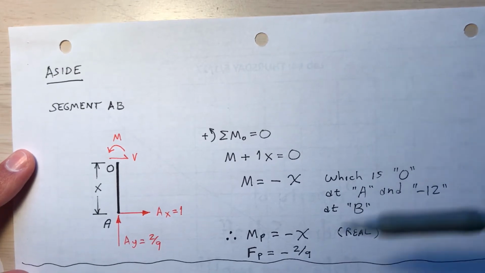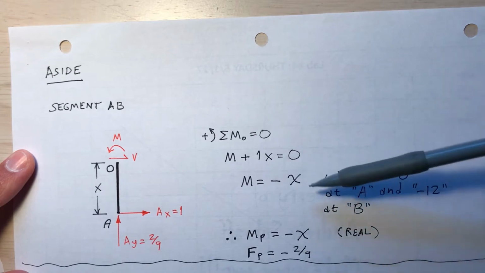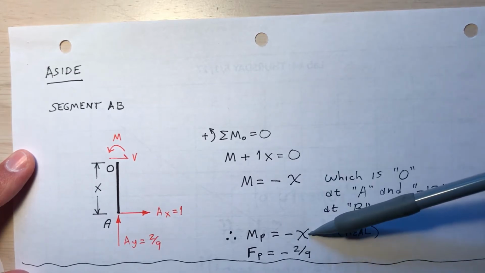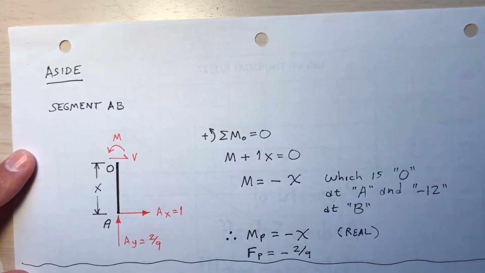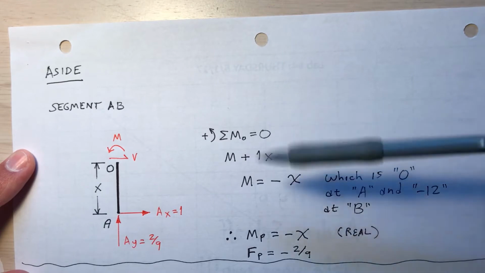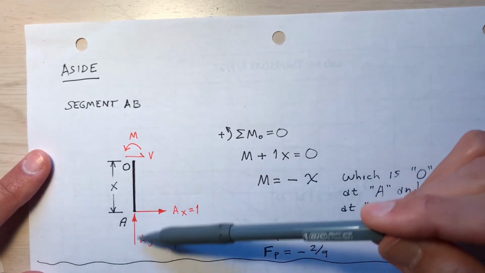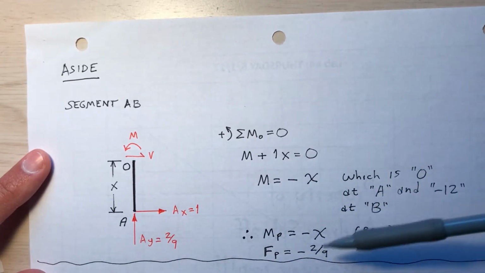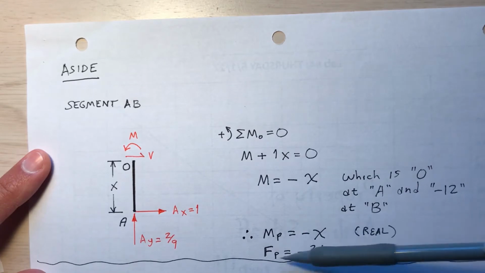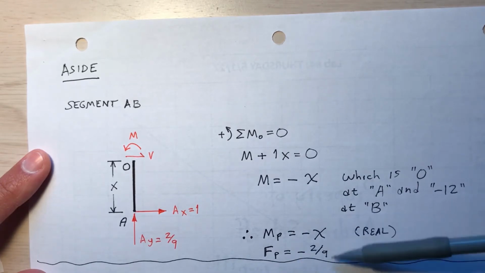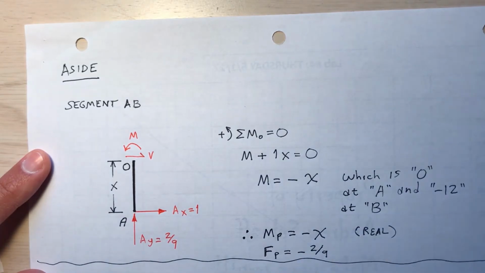Remember that P is the real system, so M sub P will be negative x. I just recopy this equation down here and stick a subscript P to represent the real system. F sub P, that's the axial load in this segment. It's negative 2/9 because I've got that vertical reaction at A. So F sub P is negative 2/9. Please remember these 2 equations. I'm going to put these in a table very soon.